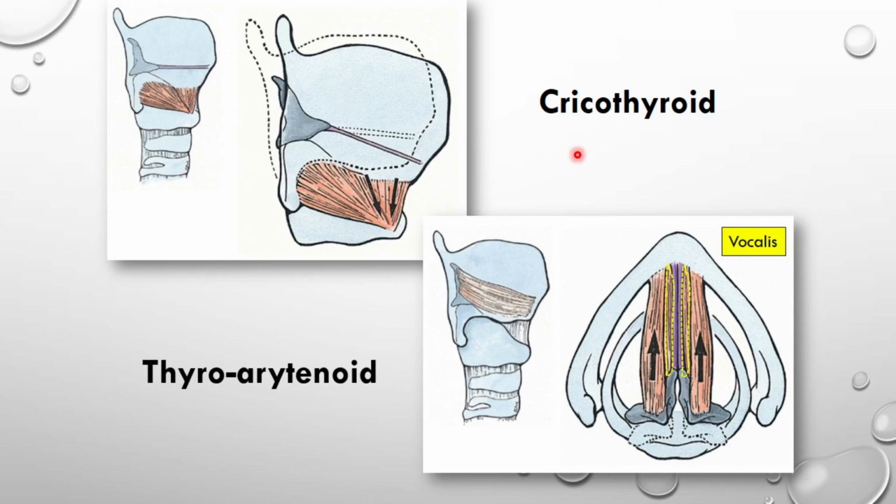Also worth noting with reference to the thyroarytenoid is the most medial fibres are called vocalis, and these are actually forming your vocal folds, if you will, when they're covered up with mucosa.